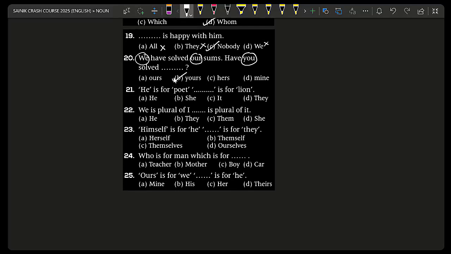Very good. Next question. Manaswini. He is for poet. Dash is for lion. Okay. For poet, we are using the pronoun he. For lion, what do we have to use? He, she, it, they. It, sir. Yes, we have to use it for animals. And lion is singular. That's why you have to use it. Okay, very good, Manaswini.